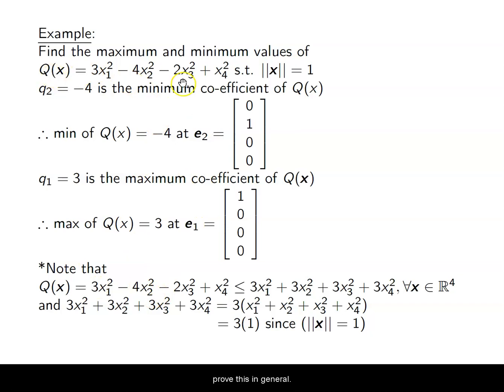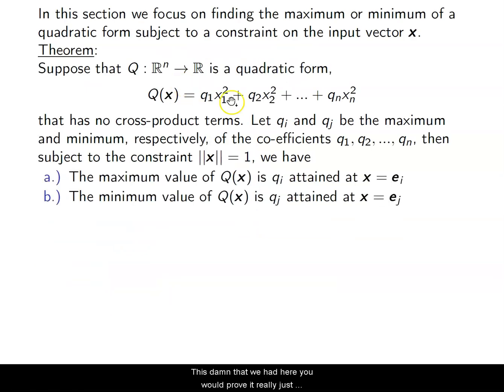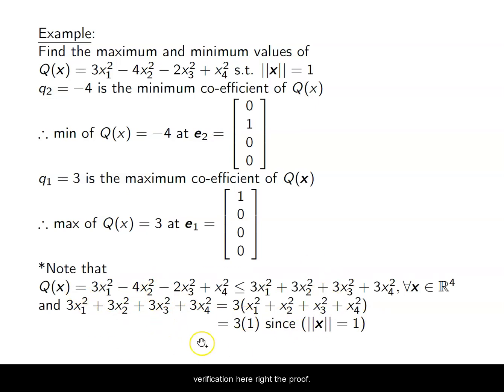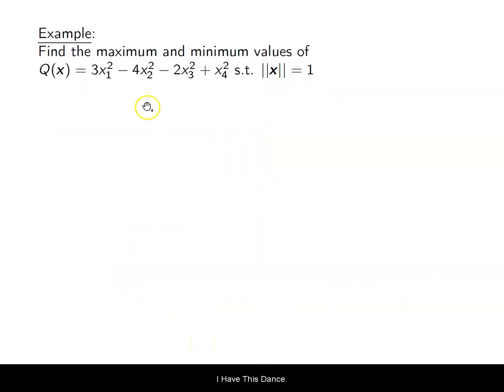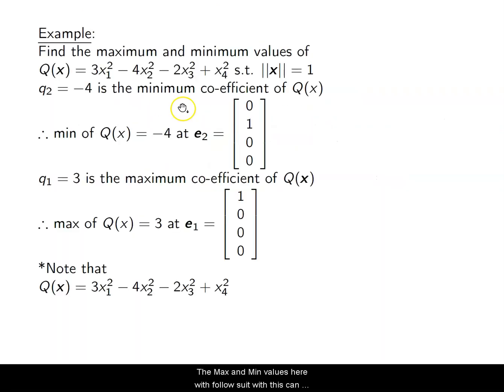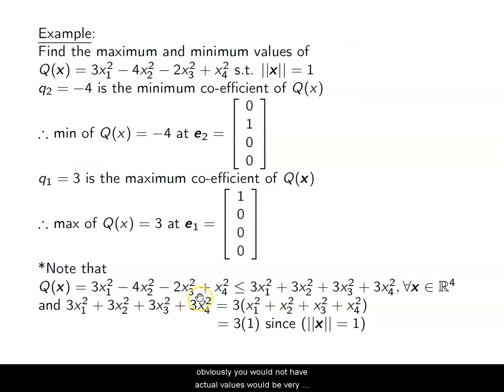If you were to prove this theorem in general, you would prove it the same way as this quick hand-wavy verification. The proof of this theorem for the max and min values would follow suit. Obviously, you would not have actual values; it would be very generalized: Q1, Q2, Q3, up to Qn. And then you just talk about the maximum and minimum values, right?